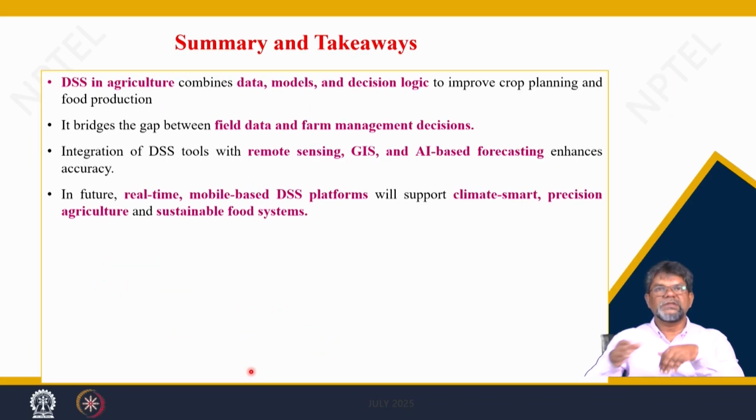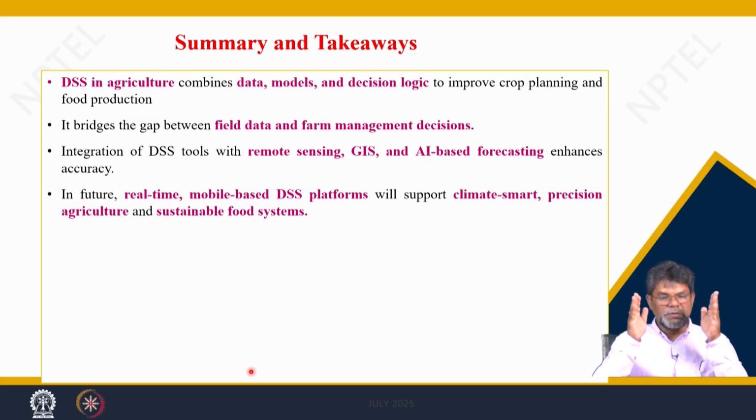So with this, the key takeaways: DSS in agriculture combines the data and the model with the decision-making process to improve crop planning and food production. It bridges the gap between the field data and the farm management decisions, so that you can take proper decisions using this field data and management decisions to have maximized production. It integrates the DSS tools with remote sensing, GIS and AI-based forecasting also. Artificial intelligence is also used to enhance the accuracy of these predictions.